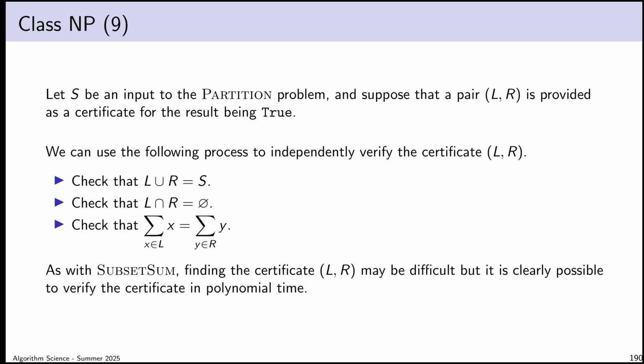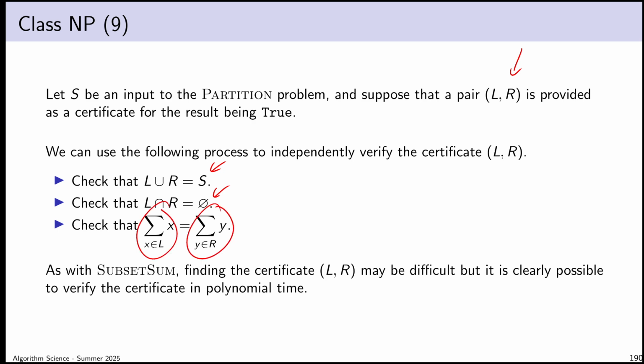Okay, so let S be an input to partition, and suppose that somebody gives you this pair L, R as a certificate. Here is how you might verify that. The first thing you do is check that L union R adds up to S. In other words, that every single weight appears in either L or R. Then you check that the intersection of L and R is empty, because that way no weight is appearing on both sides of the scale.